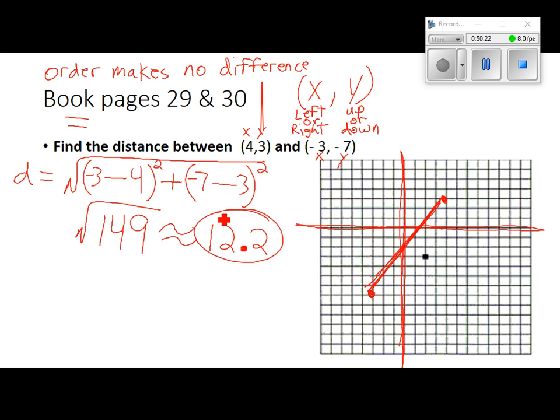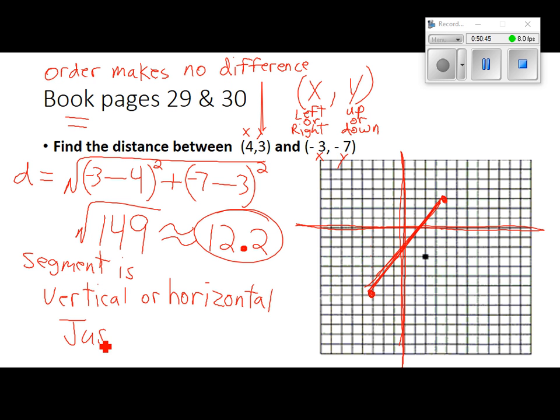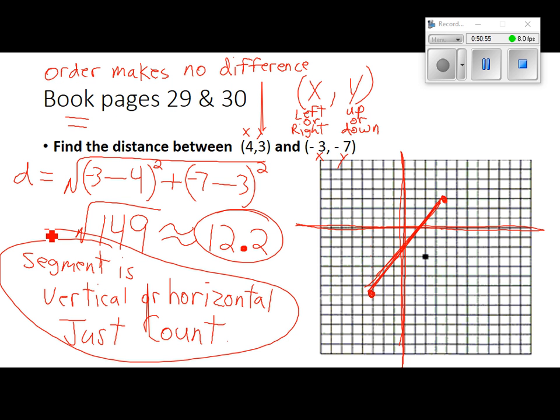Again, the other thing I want you to write down here, if the segment is vertical or horizontal, what do you do to find the length? Just count. If the segment's vertical or horizontal, just count. Ignore that. Just count the spaces. But if you don't graph it, are you going to know if it's vertical or horizontal? No. So that's where the graphing might come in handy. Otherwise, we really don't need the graph.